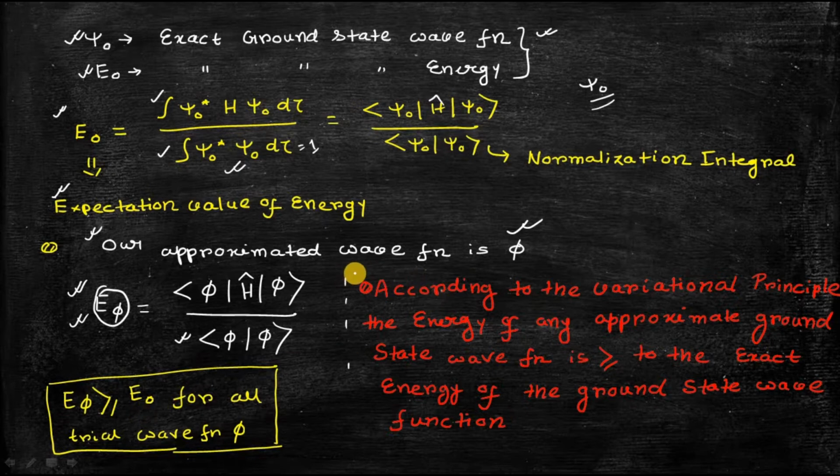So this is the main heading, or the main principle, of the variational principle. It says that if we choose any trial wave function phi, and you obtain the energy associated with the trial wave function, E phi, that will always be greater than or equal to the exact energy of the ground state wave function.